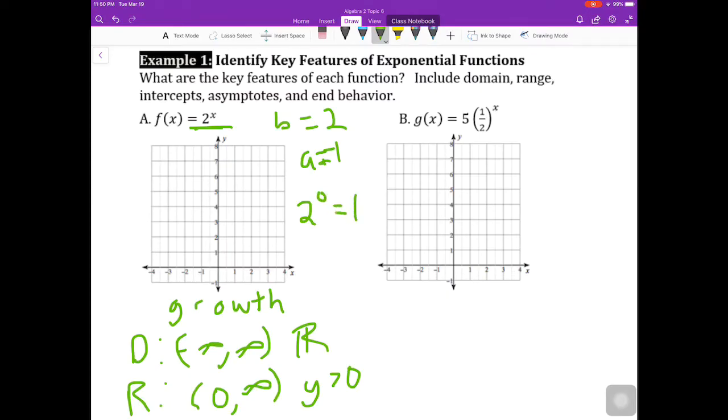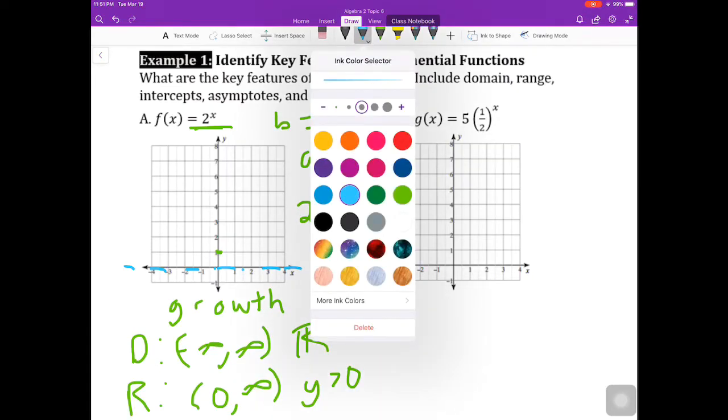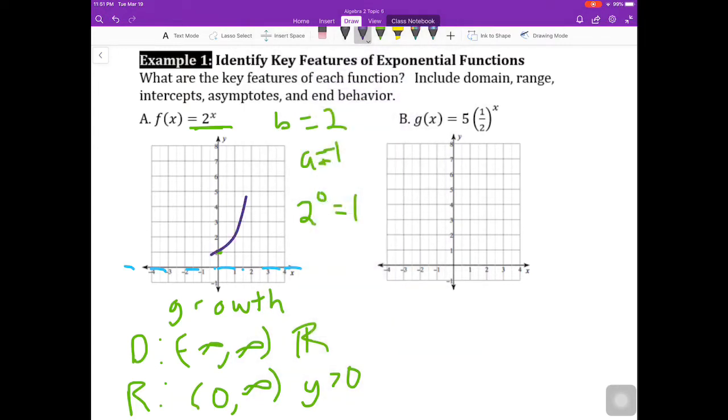So I can go ahead and put that point right there on my graph. And then again, we can put our horizontal asymptote on there at y equals 0. And this is growth. So we're going to go up really steep and then get really flat as we go to the side.